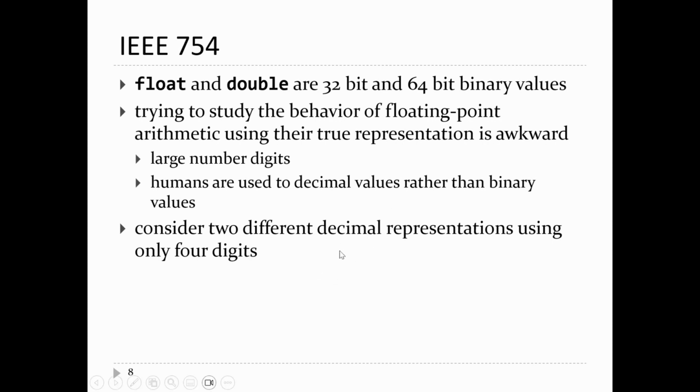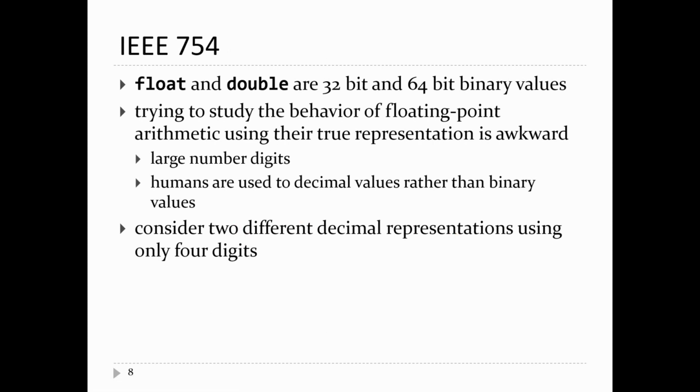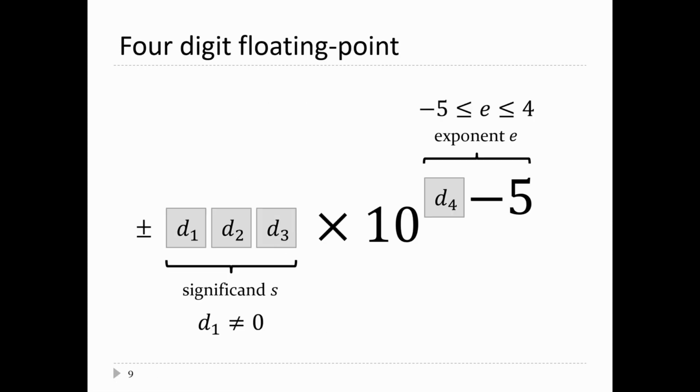Okay, so I'm going to only use 4 digits. Consider a decimal representation using only 4 digits. This is the representation I'm going to use. I have 4 digits between 0 and 9. That's going to be my significand, so I'm going to use 3 digits in the significand s. To make things simple, I'm going to say that the first digit can't be 0. So in other words, I can't have a number 001 times 10 to something. So that digit here is always 1 or greater. That just makes things a little easier to analyze.